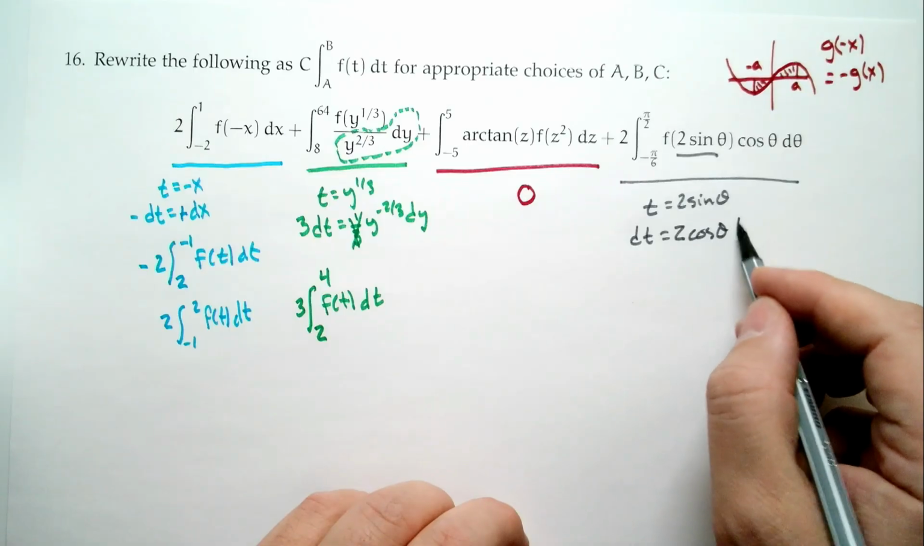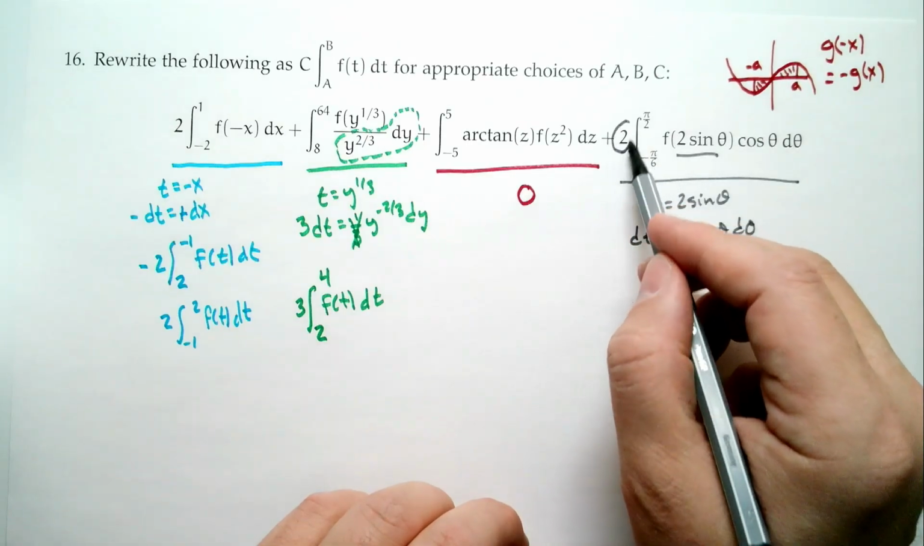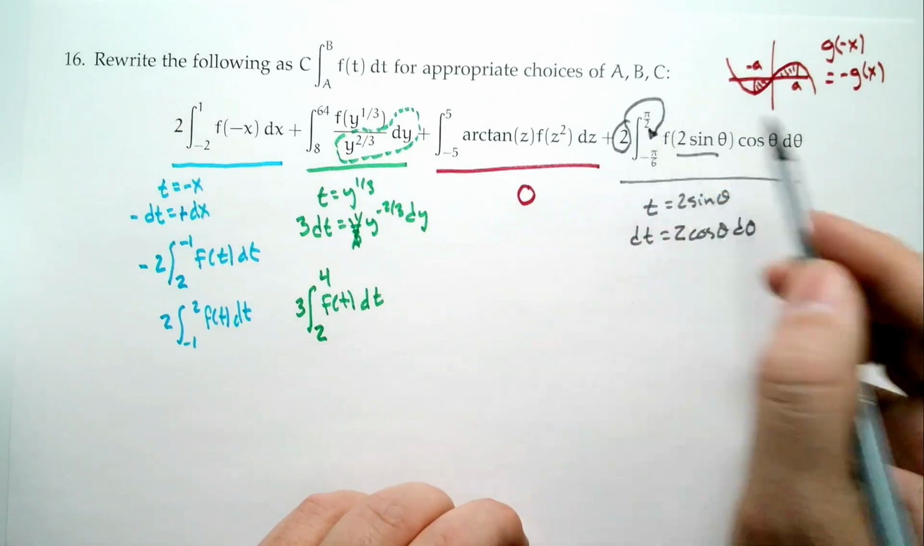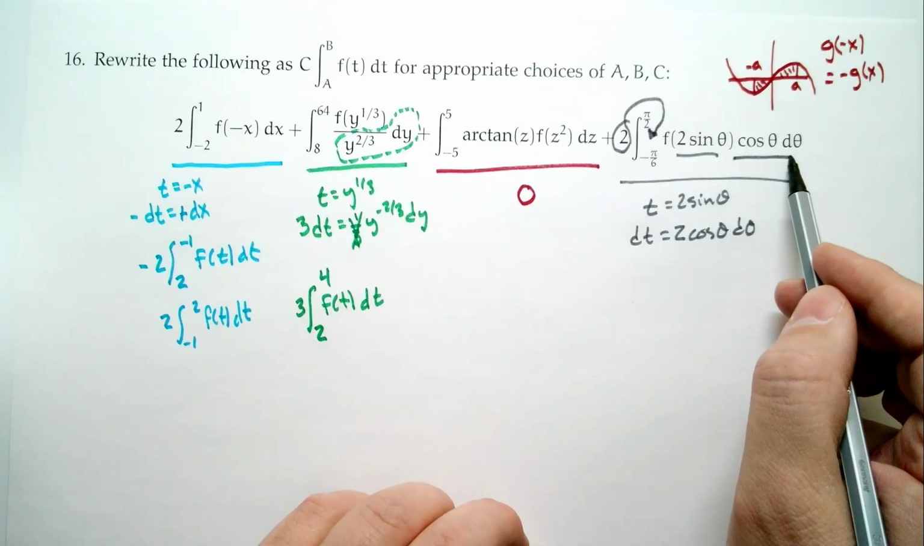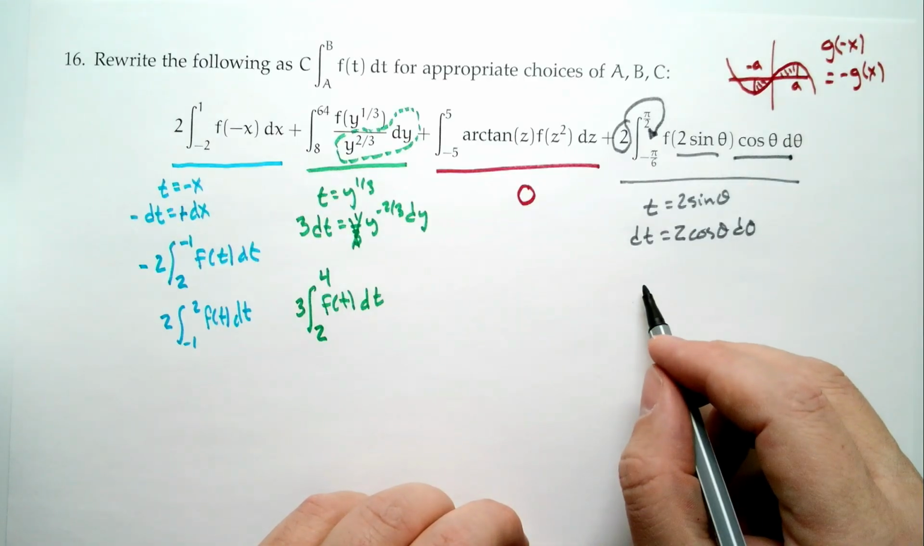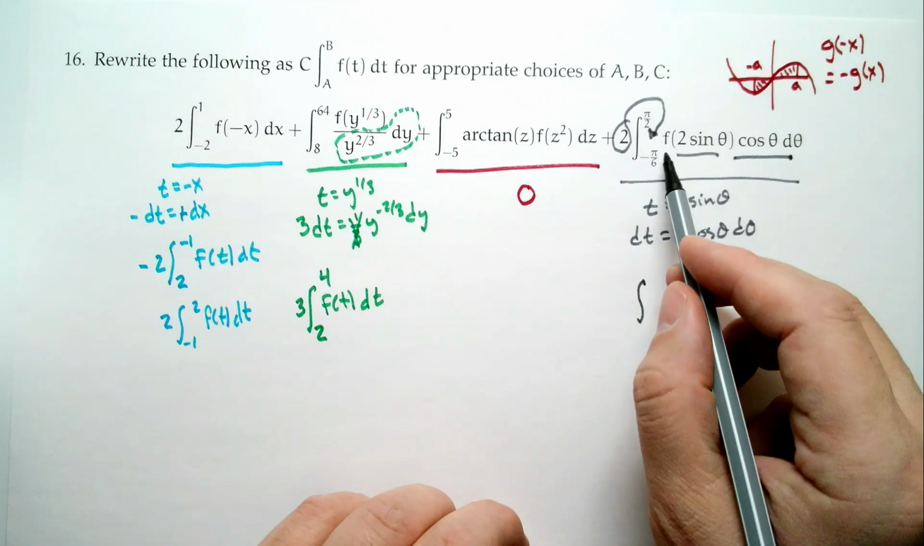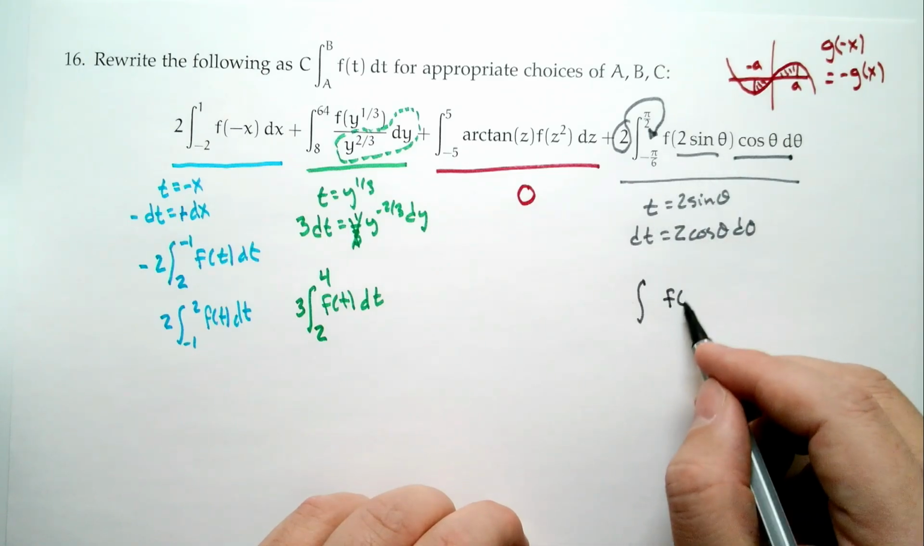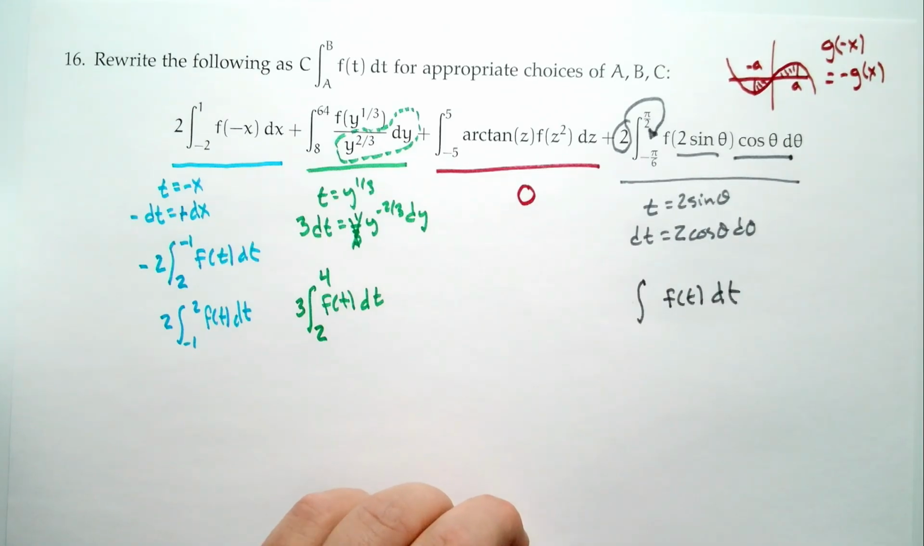Two cosine theta d theta. And we do have a 2 here, which we can really pull in if we wanted to. So we do have a 2 cosine theta d theta. So that's good. So we get an integral of f of t dt. Now we've got to figure out the bounds.